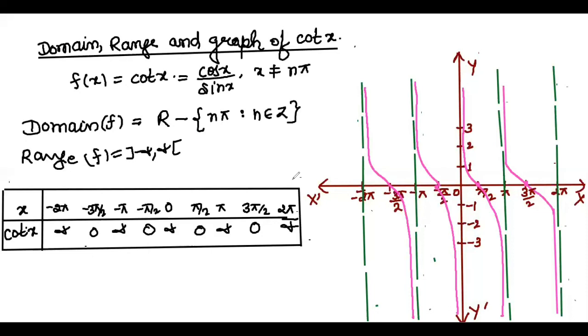Here we can see that in the first quadrant, between 0 to pi by 2, cot x decreases from infinity to 0. In the second quadrant, between pi by 2 to pi, cot x decreases from 0 to minus infinity. Now in the third quadrant, between pi to 3 pi by 2, cot x decreases from infinity to 0. And in the fourth quadrant, between 3 pi by 2 to 2 pi, cot x decreases from 0 to minus infinity. So this is the graph of cot x.